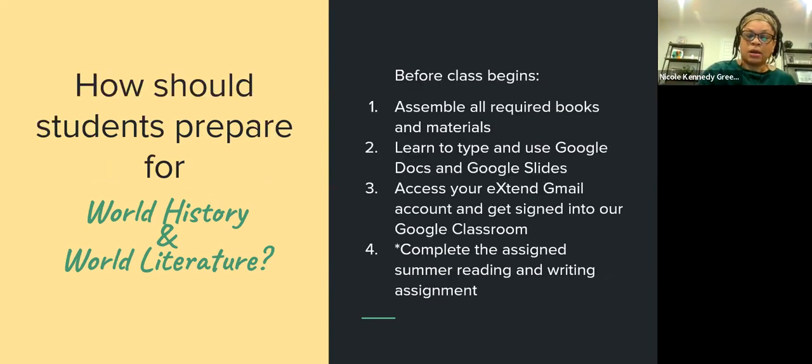Okay. All right. So how should students prepare for world history and world literature? Before class begins, you want to assemble all required books and materials. You'll have a materials list. It will list all of the historical works, so it'll list the history textbook, and you'll have all of the literary books that need to be read, the historical books, whatever you need. It'll be listed in the document that is our curriculum document.